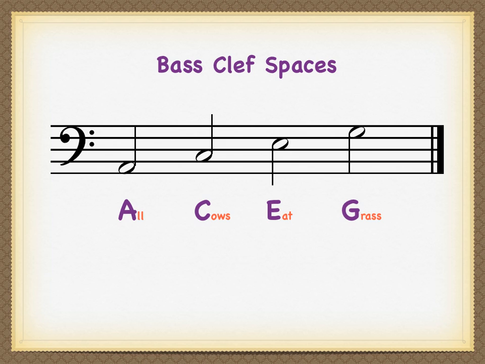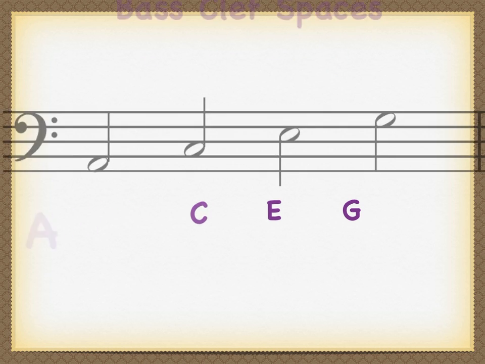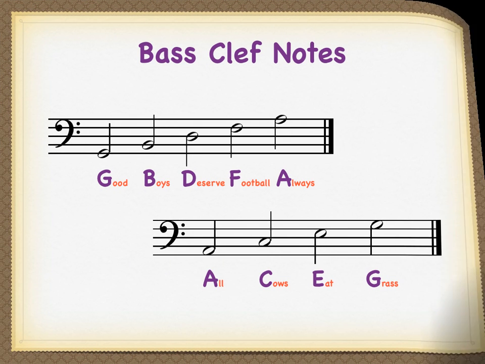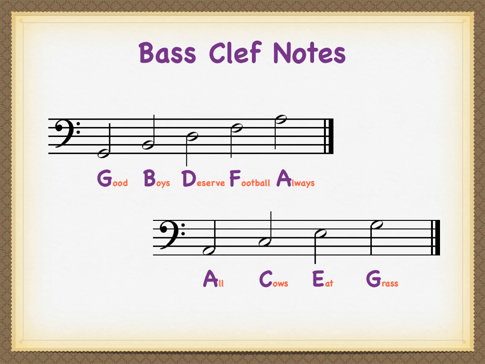It is important that you memorise these rhymes so that when you're reading musical notation, you know what the notes are that you are looking at. To recap, in the treble clef the rhymes are every good boy deserves football for the lines and spaces spell face for the spaces. In the bass clef the rhymes are good boys deserve football always for the notes on the lines and all cows eat grass for the notes in the spaces.